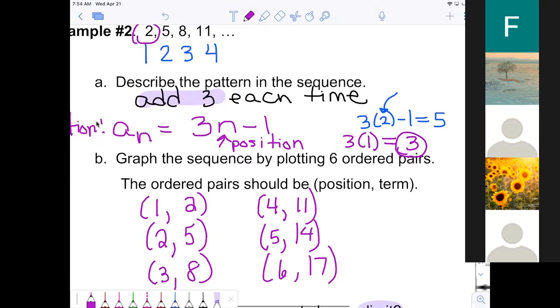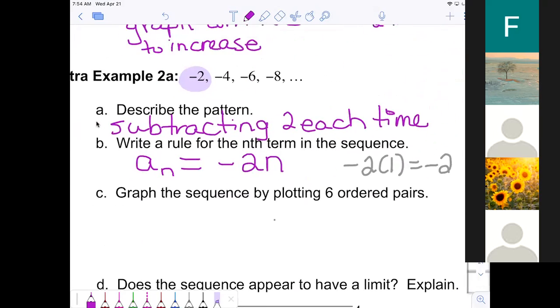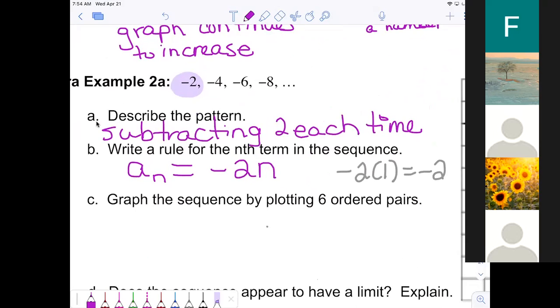which is why I had to subtract 1. The second one we did, when I plug in a 1, I get a -2, and my sequence starts with -2. But if that sequence started with a different number, then I might have to subtract something. Does that make sense? Yeah, that makes more sense. Good. Yep, I'm glad you asked.